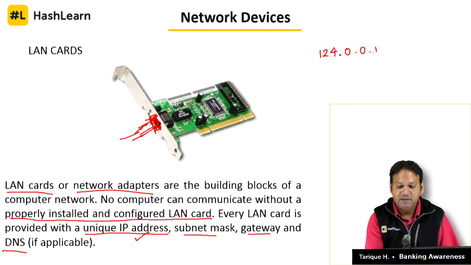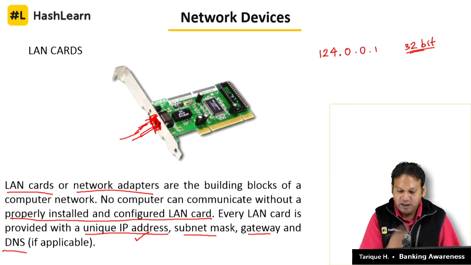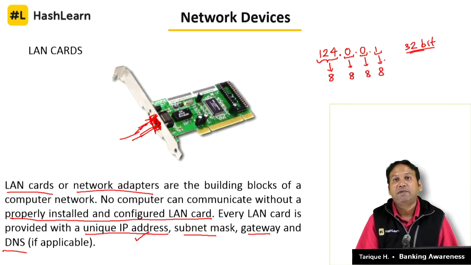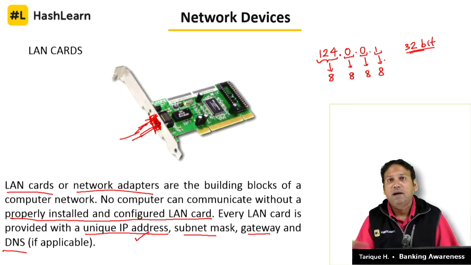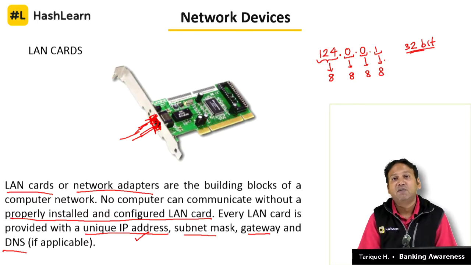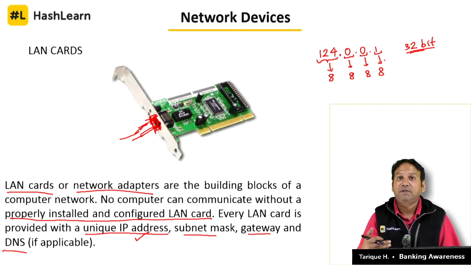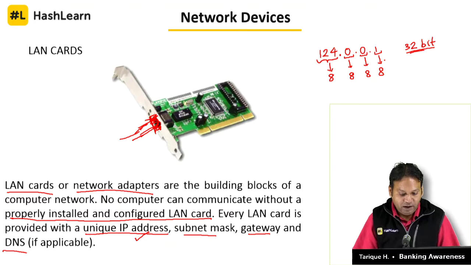Clear? So 32-bit IP address use करते हैं हम लोग. 32-bit IP address is there, and each of these is an 8-bit number. So these are 8 bits, 8 bits. This 0 is also 8-bit. So if you add 8 plus 8 plus 8 plus 8, that's a total of 32-bit IP address used across the world. आप कोई भी कंप्यूटर यूज करिए उसमें जो IP address होगा वो 32-bit ही होगा. Clear? And IP addresses के भी types होते हैं, type A, type B, type C, type D, type E.